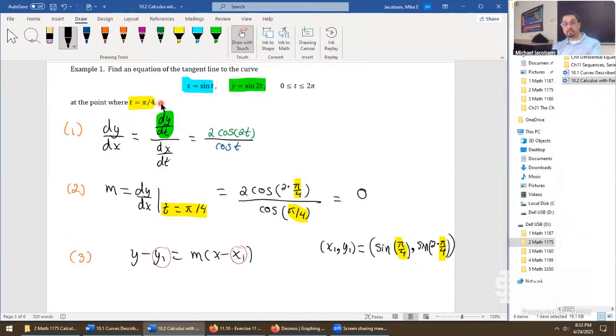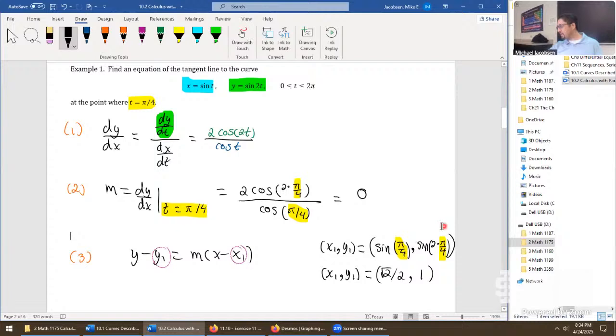Sometimes they give us a point. Now we have to find the parameter, or in this problem, we have the parameter. Now we had to find the point. So x1, y1 is sine pi over 4, root 2 over 2, and then sine pi over 2, that's exactly a 1. This gives us pretty much everything we would like here.